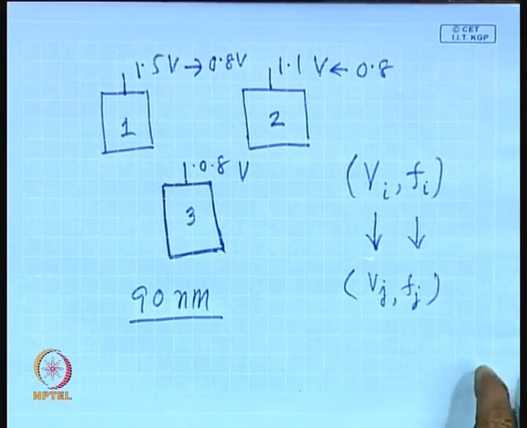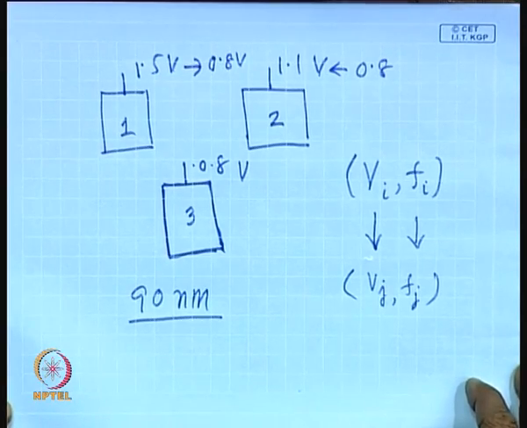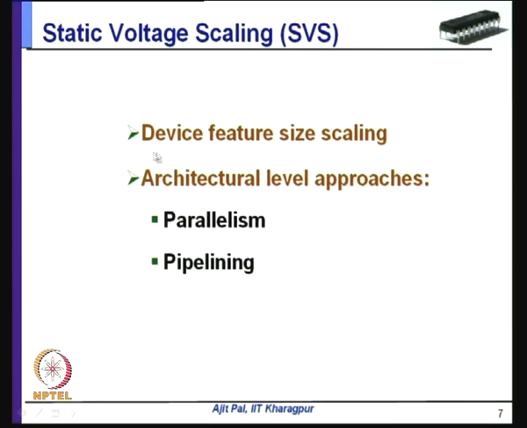So, although dynamic power dissipation decreases as you reduce the supply voltage, the leakage power increases. So, we have to use a suitable technique to reduce the leakage power, which can be done by controlling the threshold voltage, which we have discussed in detail. So, that is about device feature size scaling.